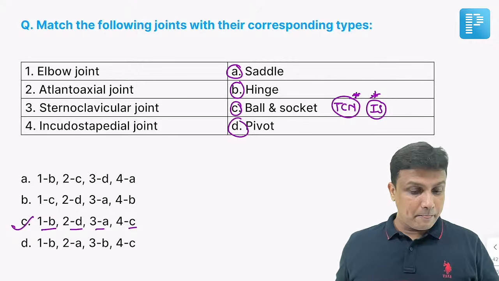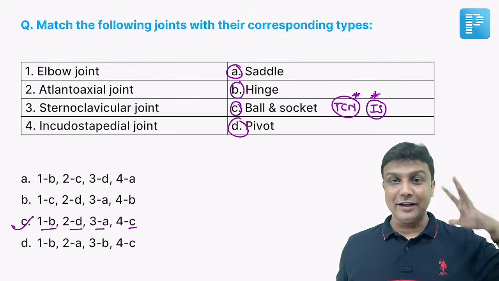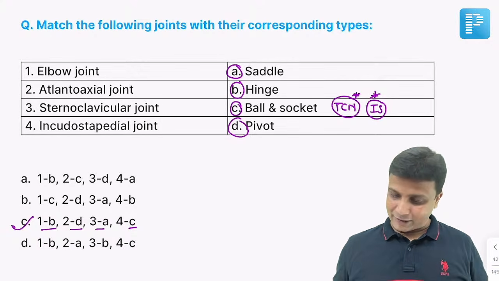So in total, you remember there will be 4 ball and socket joints. Please try to remember that one, sir.